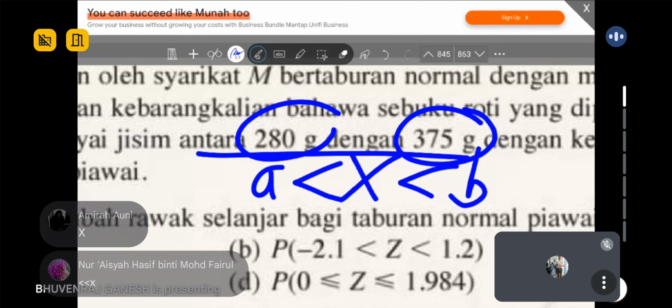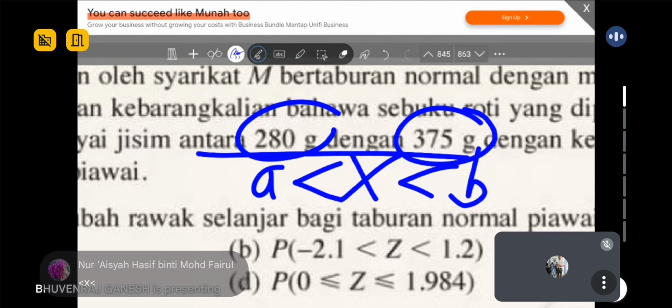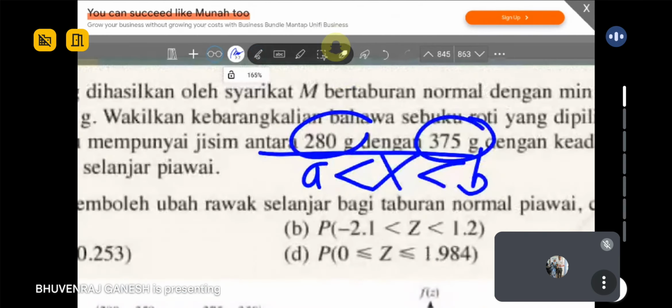Yes, very good. Okay, so you all understand lah. Usually Z score will be a very small value. Score Z kena nilai yang sangat kecil, lebih kecil dari 5 selalunya. So when you see a very big value like that, confirm is your X score. Score X. Alright, so you just need to convert to score Z.